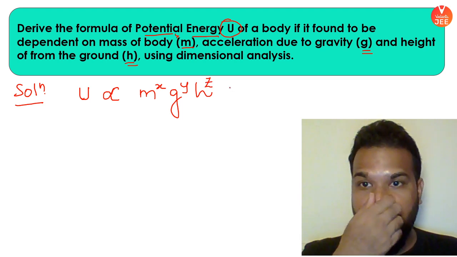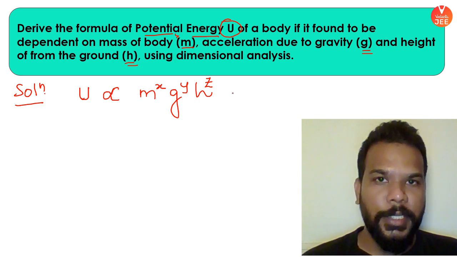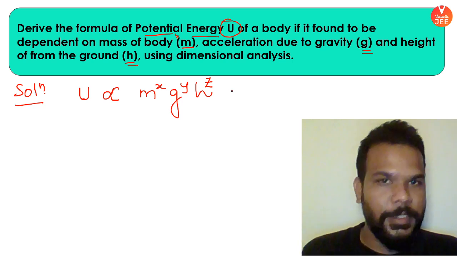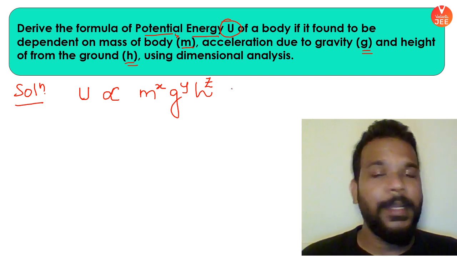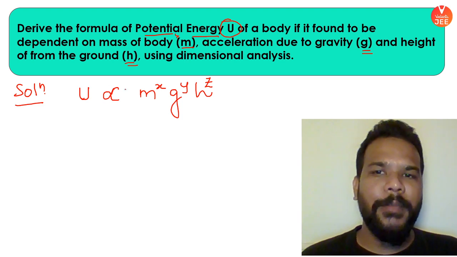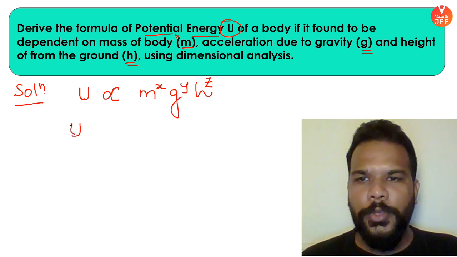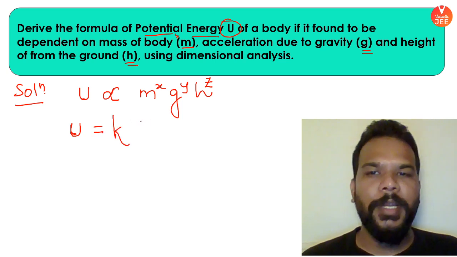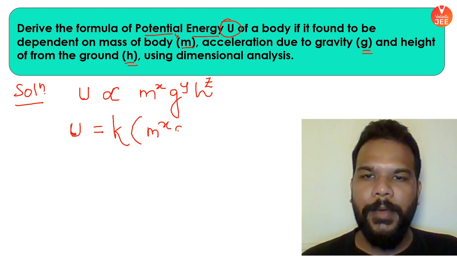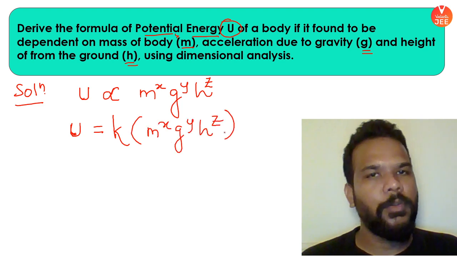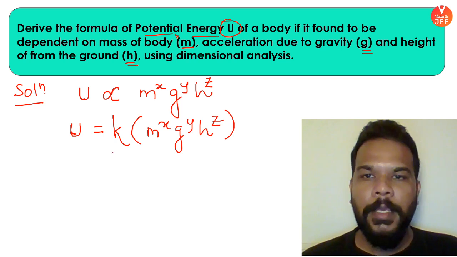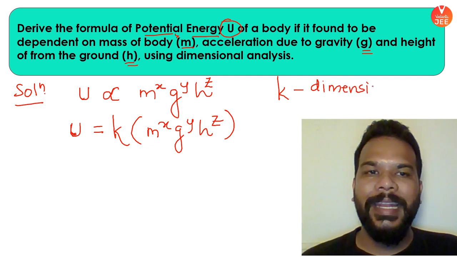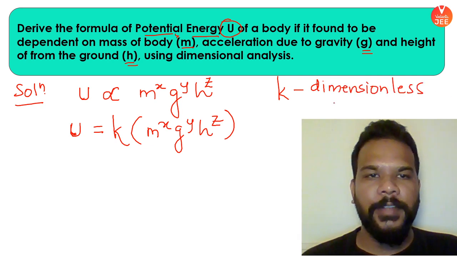Okay, that means what? The potential energy formula is m to the power x, g to the power y, and h to the power z. And I'm sure you must have guessed it by now. Our objective is actually to find out the values of x, y, and z. Okay, as you can see, I'm using a proportionality. So if I don't want to use the proportionality, I'll remove the proportionality and I'll put a dimensionless constant here. So k times m to the power x, g to the power y, h to the power z. You can go and approach like this as well. Okay, guys, remember k is a dimensionless constant.